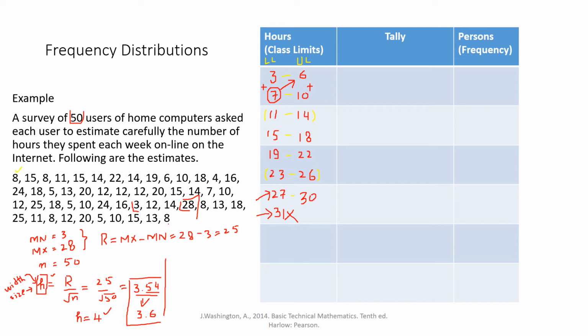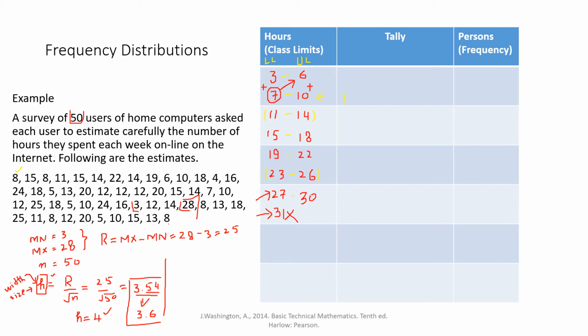Okay, 8. Where does 8 fall? There are numbers from 3 to 6, so 8 is not here. There are numbers from 7 to 8, so 8 is here. So I write one bar for it, 8.